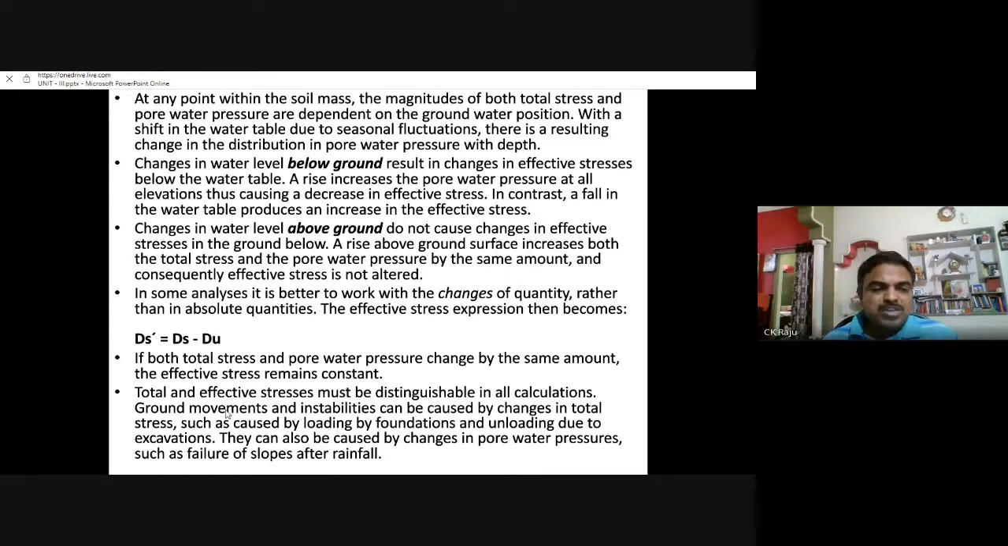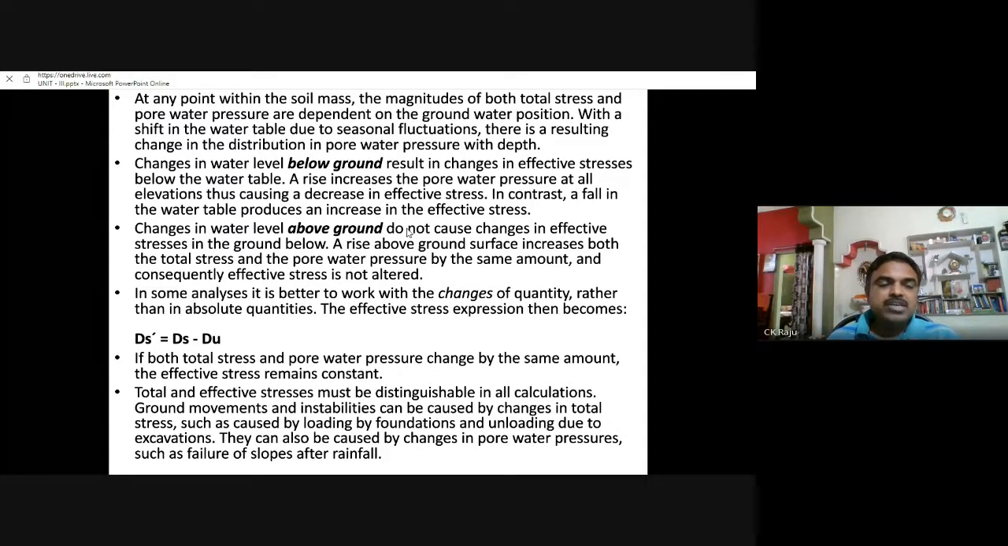Ground movements and instabilities can be caused by changes in total stress, such as loading by foundations and unloading due to excavations. They can also be caused by changes in pore water pressure, such as failure of slopes after rainfall. So these are all the effects of changes in pore water pressure.